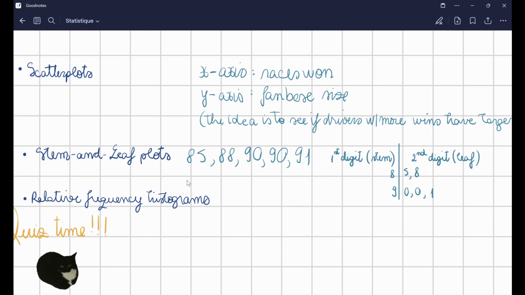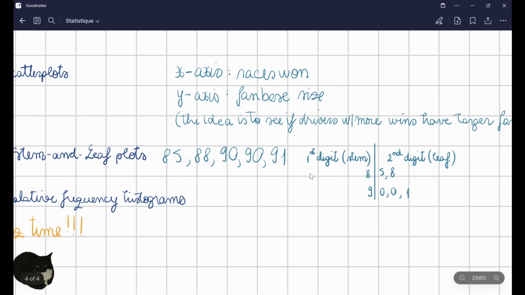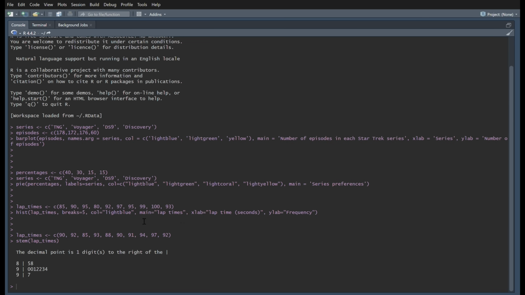Stem and leaf plots are pretty easy. They're usually used for smaller datasets, and the first digit represents the stem. In our case, since our values are ranging from the 80s to the 90s, the stem is going to be made out of 8 and 9. Now, the second digit represents the leaf, and this is the rest of the digits forming the numbers. It is super easy to illustrate in R as well. We've just got to use the stem function.